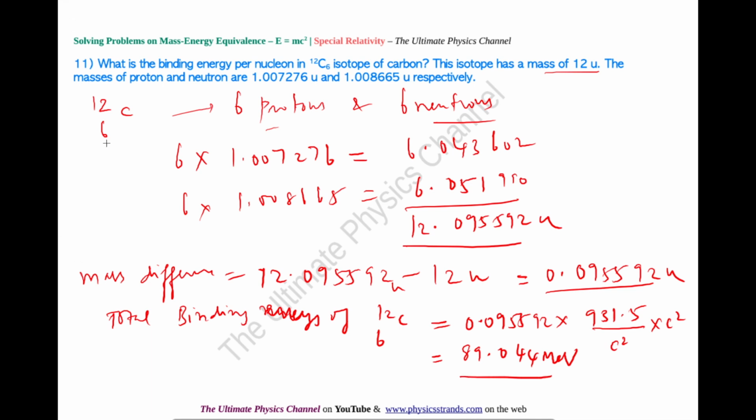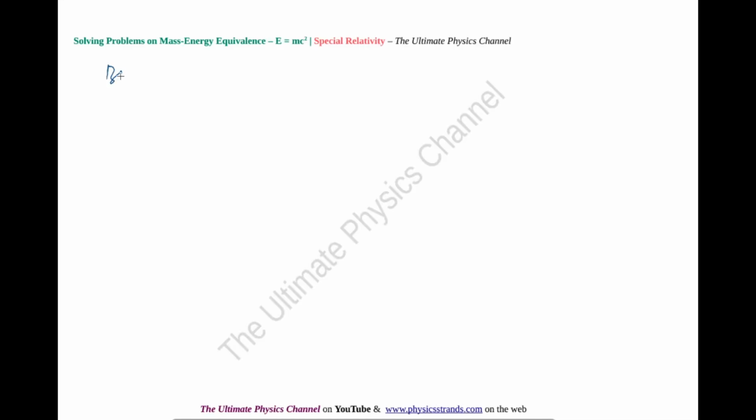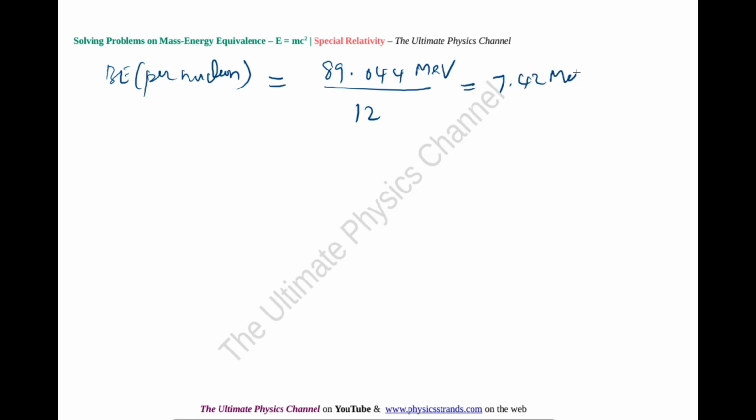Now the question asks us for the binding energy per nucleon in the formation of this 12C6. So that is going to be the total binding energy, which we calculated in the previous step, over the number of nucleons present here, that is 12. If I do this, I am getting about 7.42 MeV. That is the binding energy per nucleon in this case. Right.